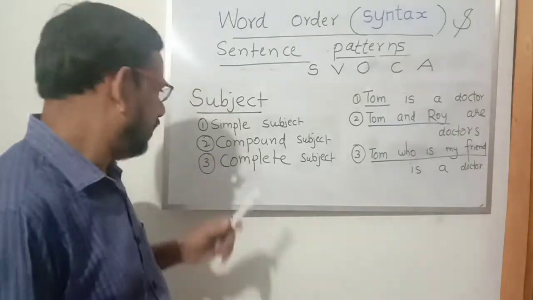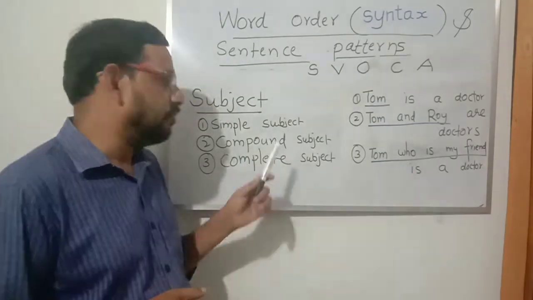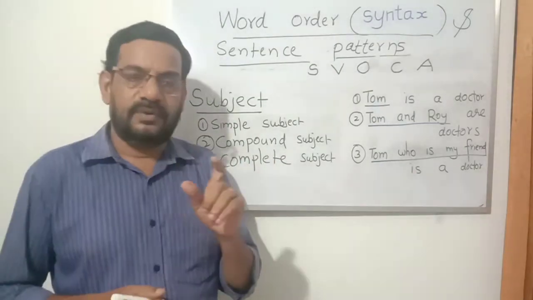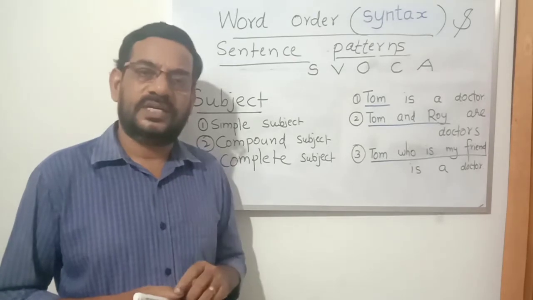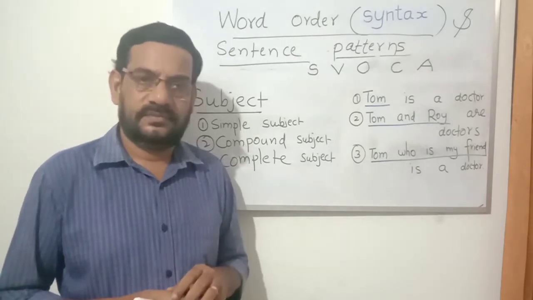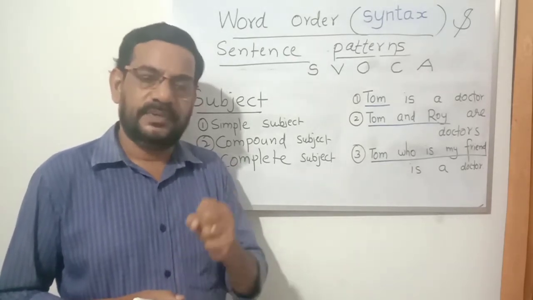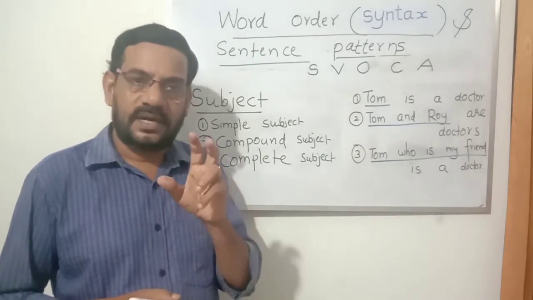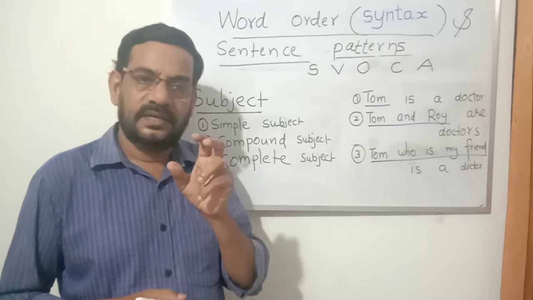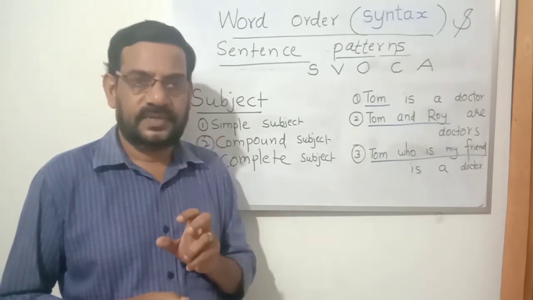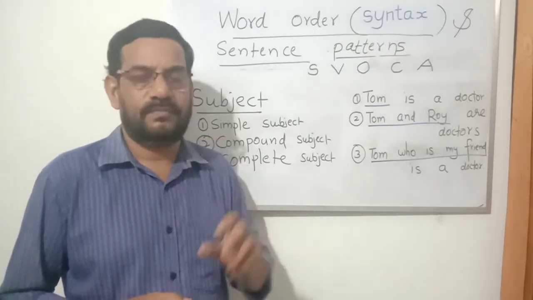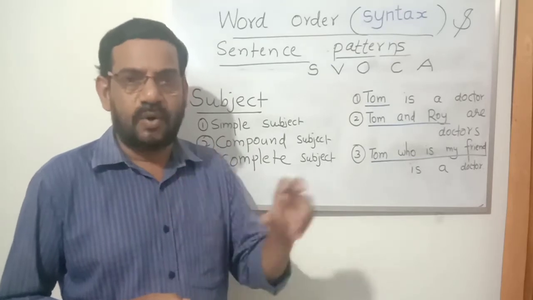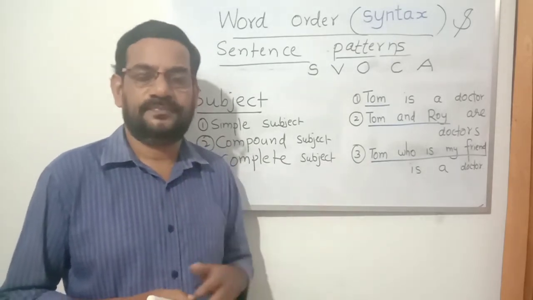Now we move to the next one, that is compound subject. Compound. The very word compound means it is not single or it is not simple. It is double or triple or compounded. Two or more subjects are combined to make a full subject. For example, Raju and Tom. Raju and Tom are doctors.